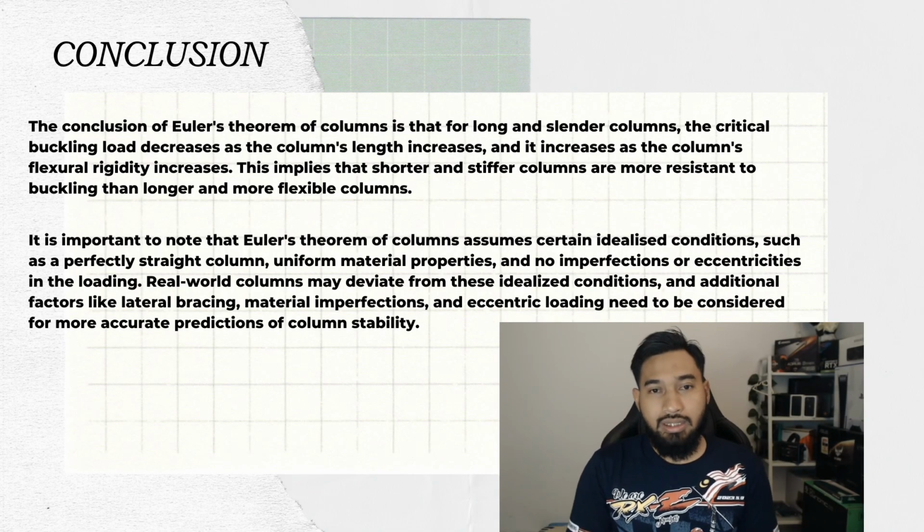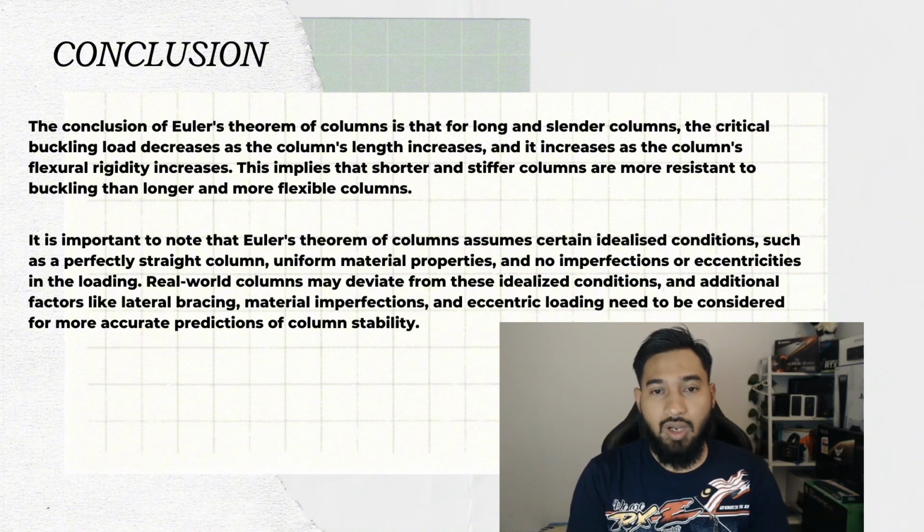Okay, thank you. I will share with you the conclusion that we got from our study. The conclusion of Euler's theorem of column is that for long and slender columns, the critical buckling load decreases as the column length increases, and it increases as the column flexural rigidity increases. This implies that shorter and stiffer columns are more resistant to buckling than longer and more flexible columns.